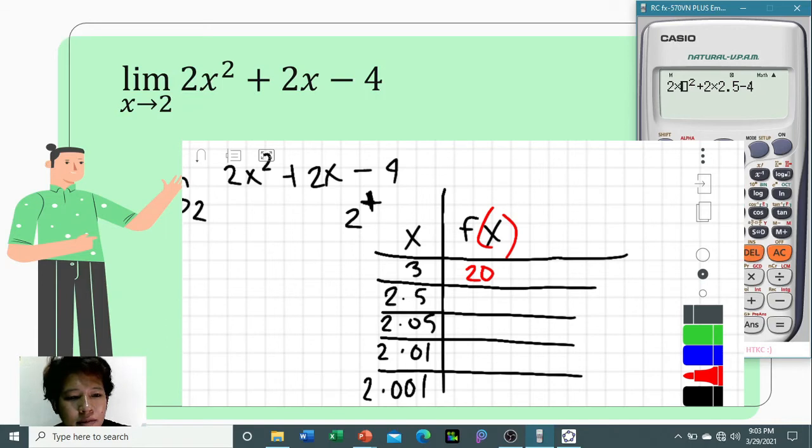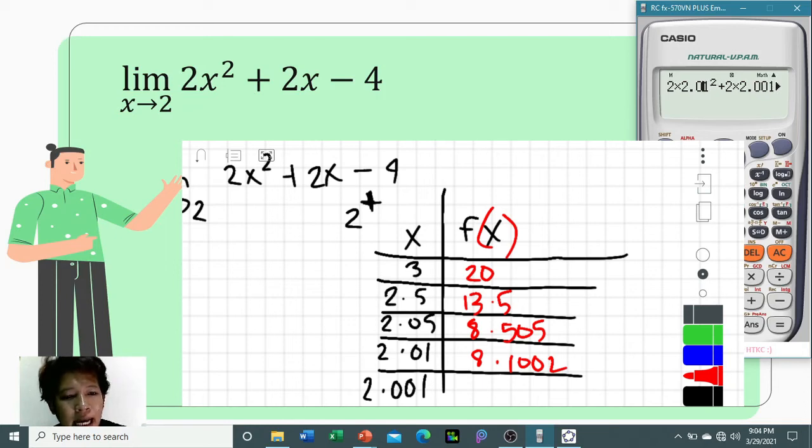So we have here 2.5, so that would be 13.5. And then we would have 2.05, so we have here 2.05. So we have 8.505. And then we would have the next value of x, 2.01. So that would be 2.01. We have 2.01, so that will yield 8.1002. And then we would also have 2.001.